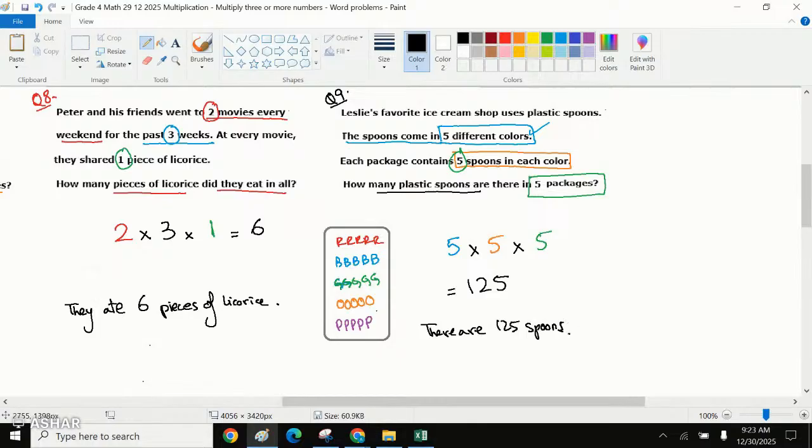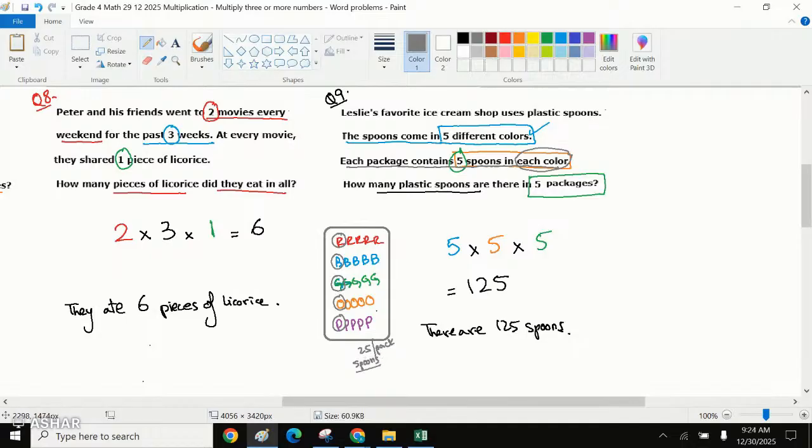Let's redo the question. They are saying there are 5 different colors, right? So let's suppose our 5 colors are red, blue, green, orange, and purple. These were the 5 colors we had. In the next statement, they say each package contains 5 spoons in each color. That means there were 5 red, 5 blue. Good job that you understand. Let's redo it, because similar questions would be there. 5 green, 5 orange, and that means the total is 25 spoons per pack.